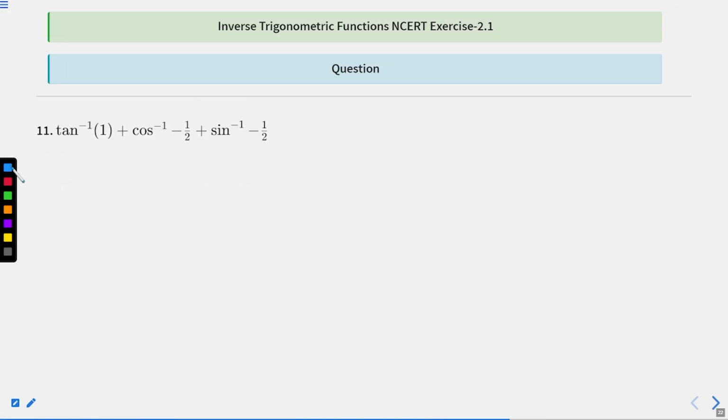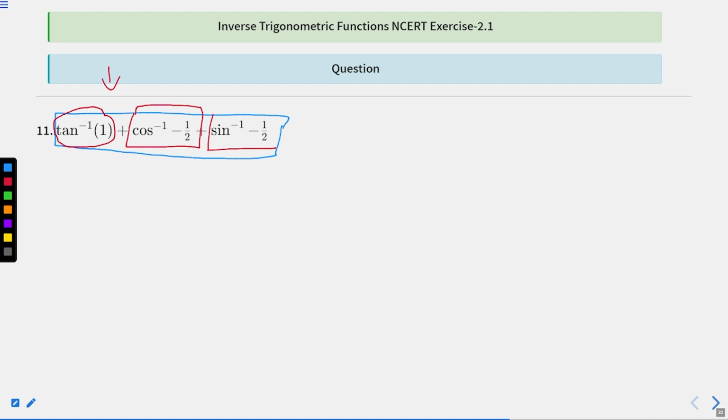The next question says we need to find this whole value. So first of all, we will be finding these values explicitly and then putting them in this expression. So tan inverse of 1, what is it equal to?